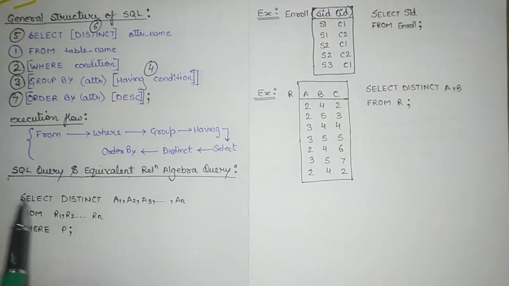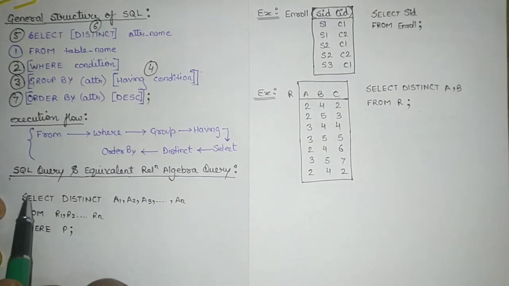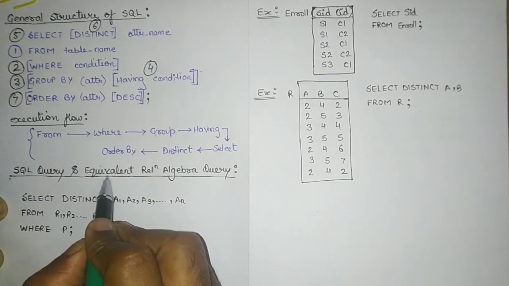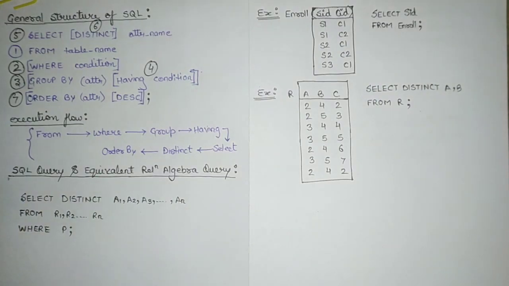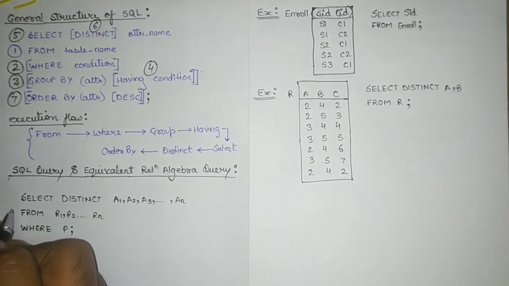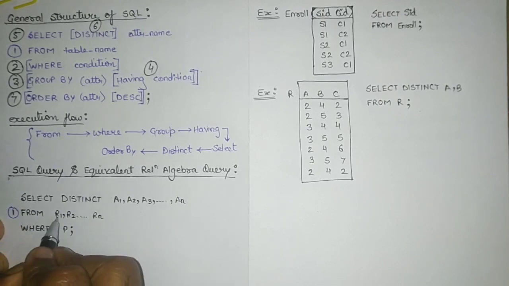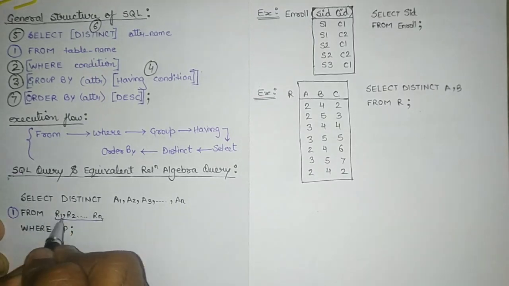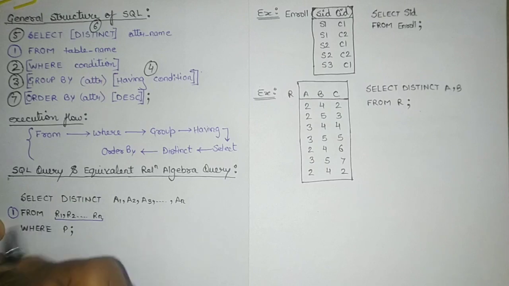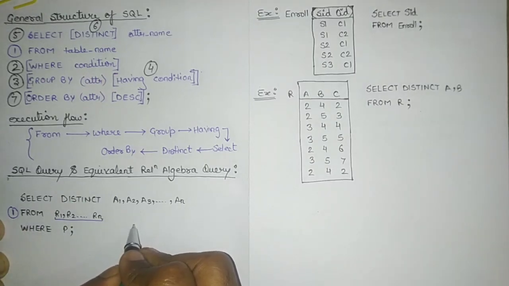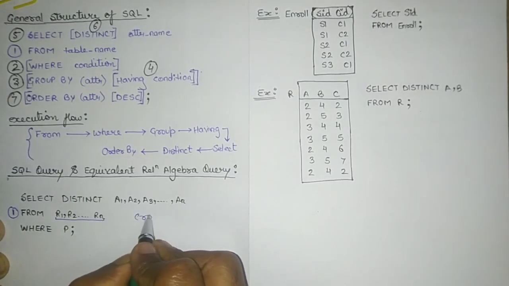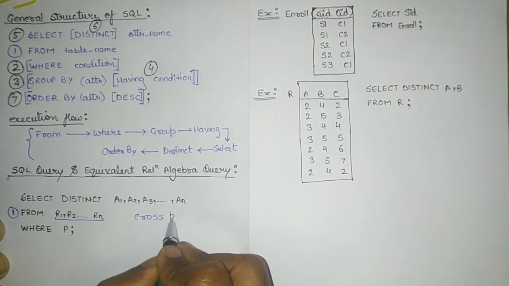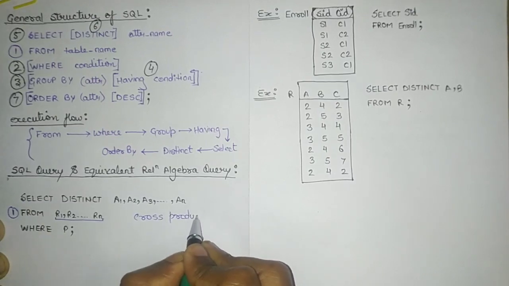Now see, here I have a SQL query. Now we have to check what the equivalent relational algebra query is. As I already told you, first of all, we go with the from. Here I have multiple tables. In SQL, whenever we have multiple tables in the from section, that means we need to perform the cross product.